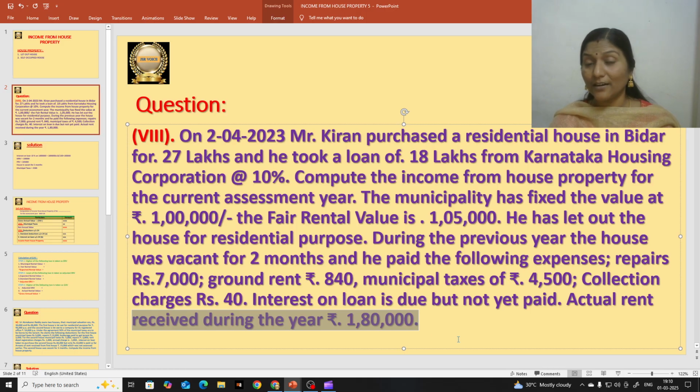They did not give here ARV for 1 month. They have given that total rent received during the period is 1,80,000. So he received only for 10 months because 2 months the house was vacant. Okay, so 1,80,000 rent he received. That is for 10 months only. We should take it for 1 year, students.